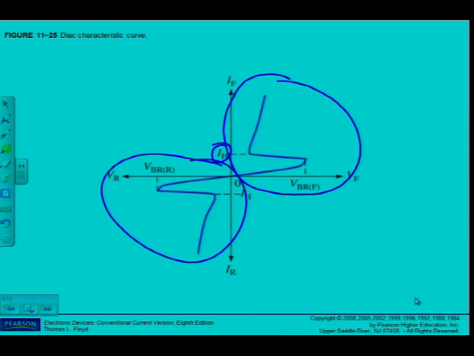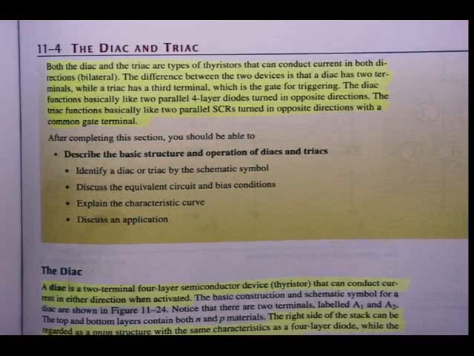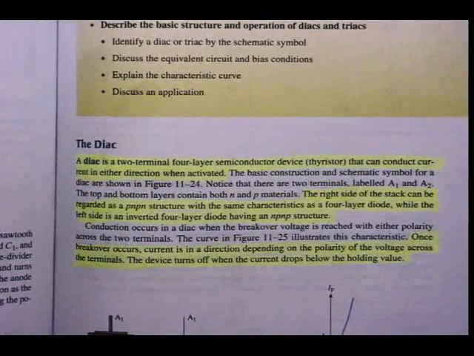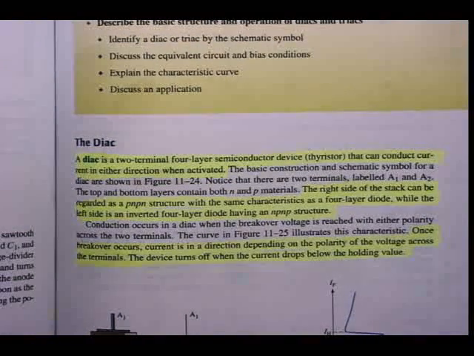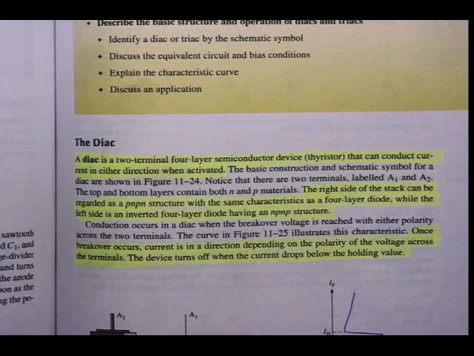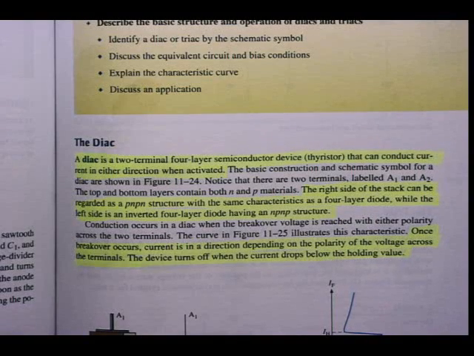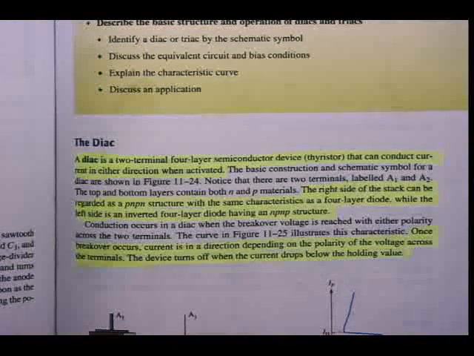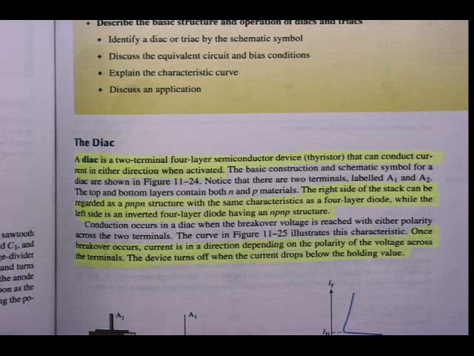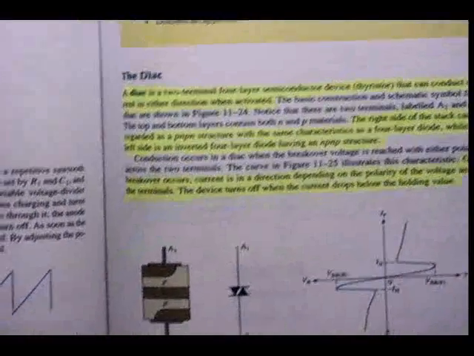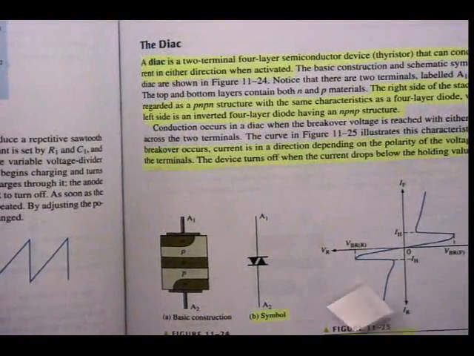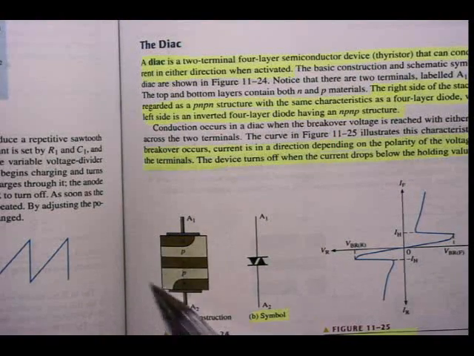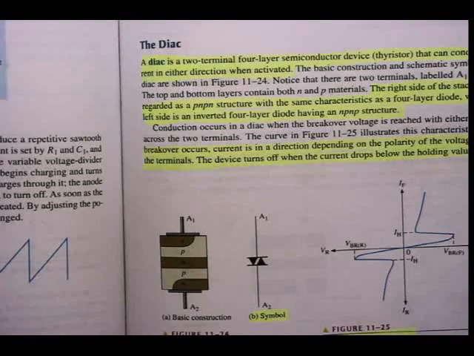All right, so if we refer back to our textbooks, it's mentioned there, the diac is a two-terminal 4-layer semiconductor device thyristor that can conduct current in either direction when activated. You can notice that there are two terminals labeled A1 and A2. The top and bottom layers contain both N and P type materials. The right side of the stack can be regarded as a PNPN structure with the same characteristics as a 4-layer diode, as we've mentioned, while the left side is an inverted 4-layer diode having an NPNP structure. The stack that they're talking about, the right side of the stack, of course, is this side, and that one is the inverted side. All right, two 4-layer diodes conducting in both directions.